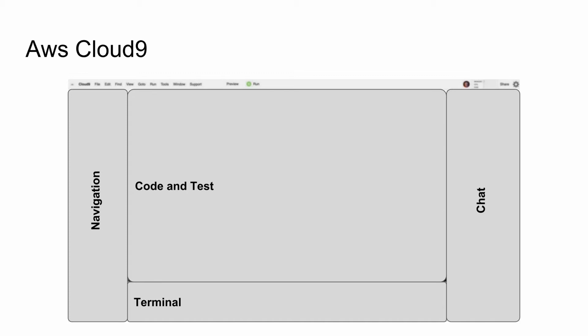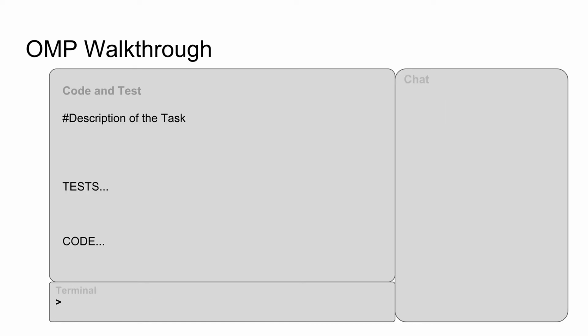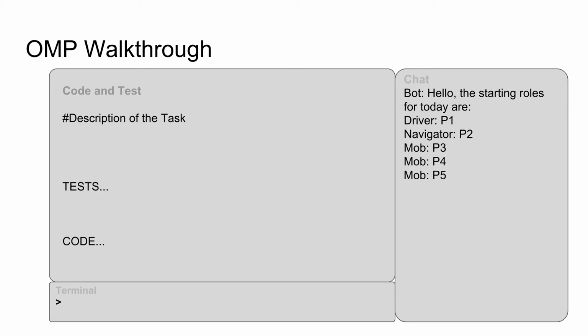Now, we will demo some of the interactions from an online mob programming session. You start your session with a description of the task. You will also be given some scaffolding code, as well as an example unit test. At the beginning of the session, the team members will get to know each other and take a few minutes to read the description of the task. The bot will tell you who is starting in which role, and when to begin.